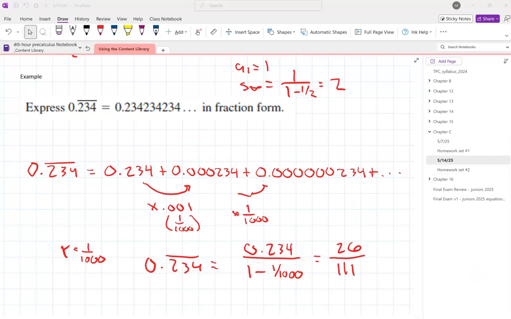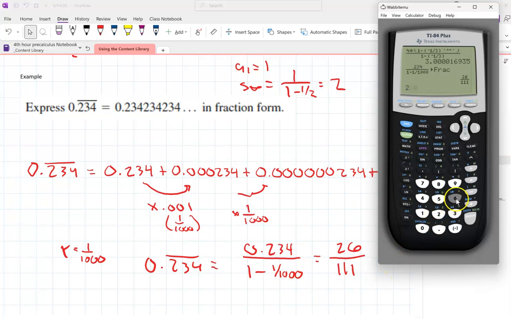And if I wanted to check that, 26 divided by 111, 234, 234, 234, 234. Looks like it worked. But that's the idea. You just treat it like a geometric series. Easy enough to do. You just write the repeating chunks as a decimal expansion, and you just apply the formula.